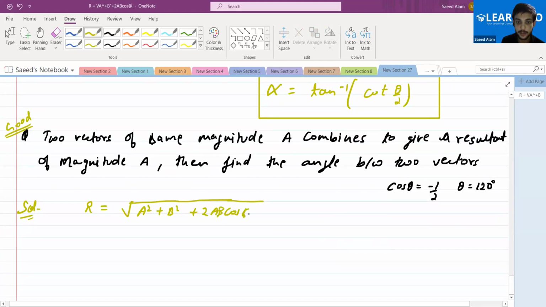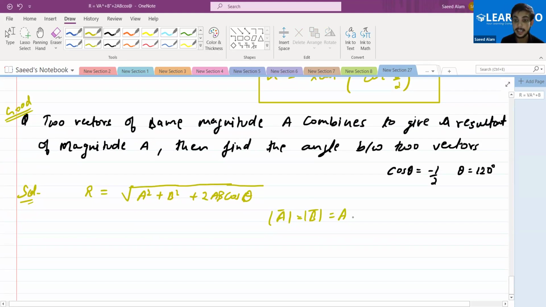So actually we have this, and both vectors are such that magnitude of A is equal to magnitude of B, and that is equal to A only. Yes or no? It is given to us in the question, and it is also equal to the magnitude of R. So I'm placing it over here that A is equal to under root of A square plus A square plus 2 times A square into cos theta. Yes or no?